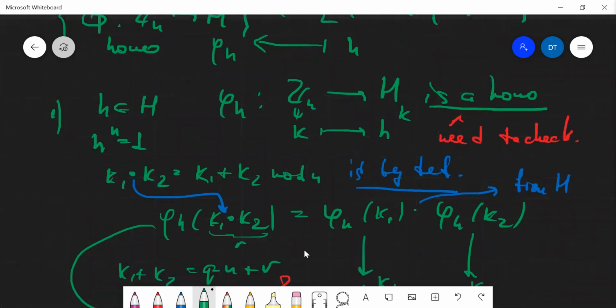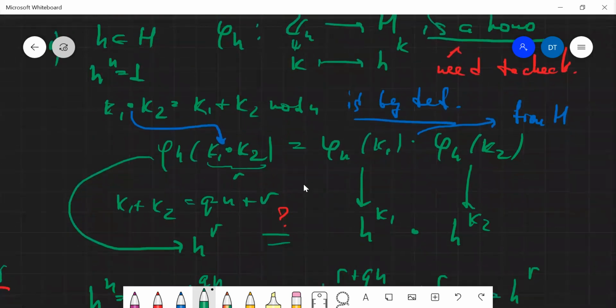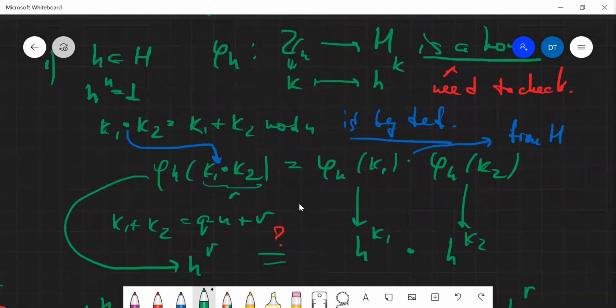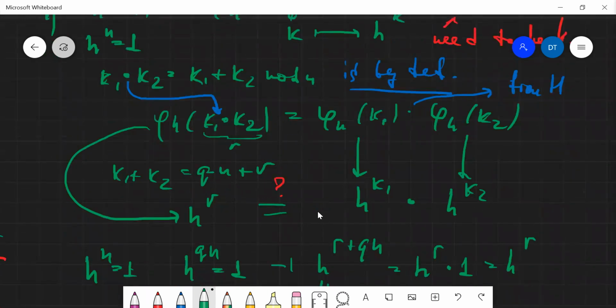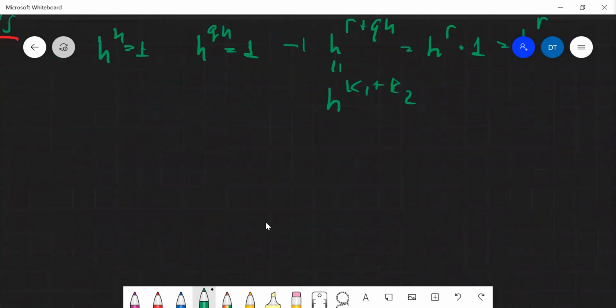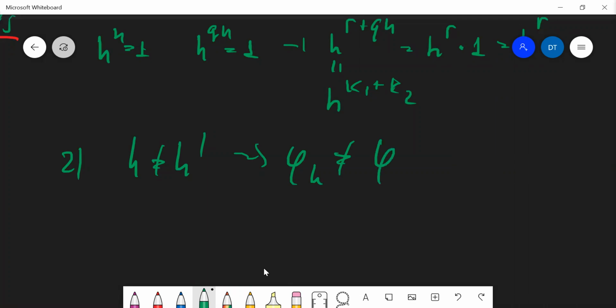Okay. So now we have some set of homomorphisms. Now we want to show that, again, for different h, we will get different homomorphisms because they take the element 1 to different elements. So they are all distinct. So the second part: if h is not equal to h prime, then phi of h is not equal to phi of h prime because they take the element to h and h prime, respectively.